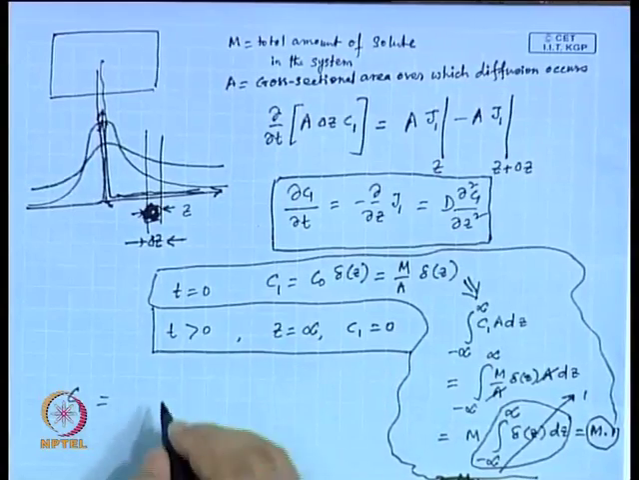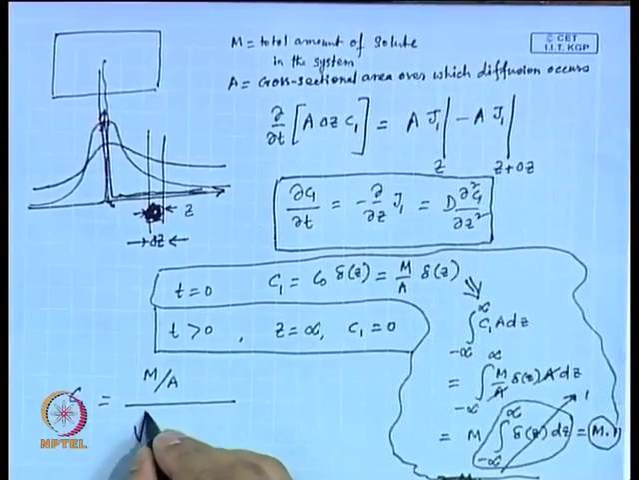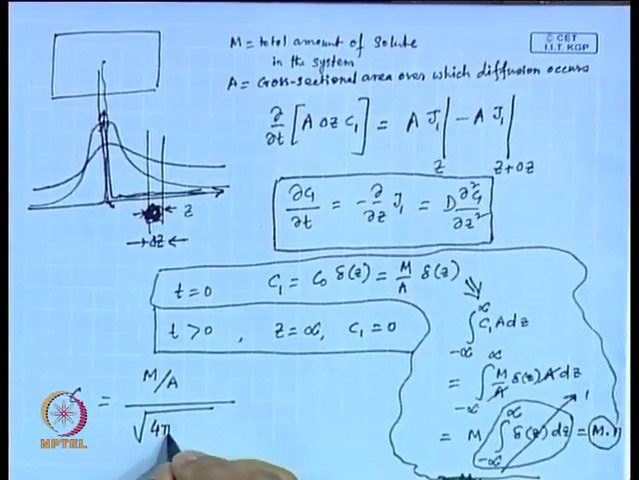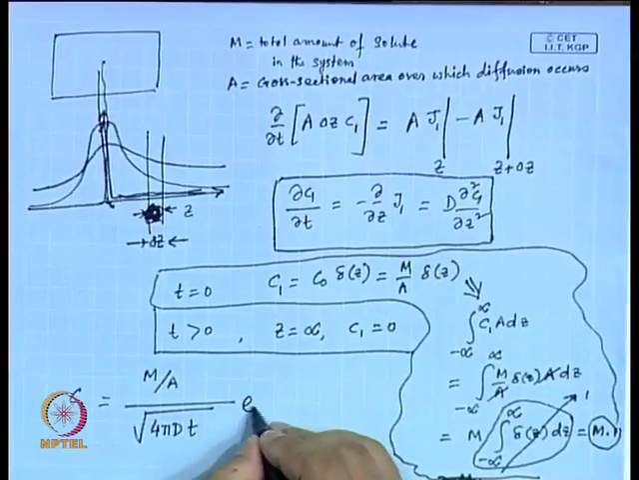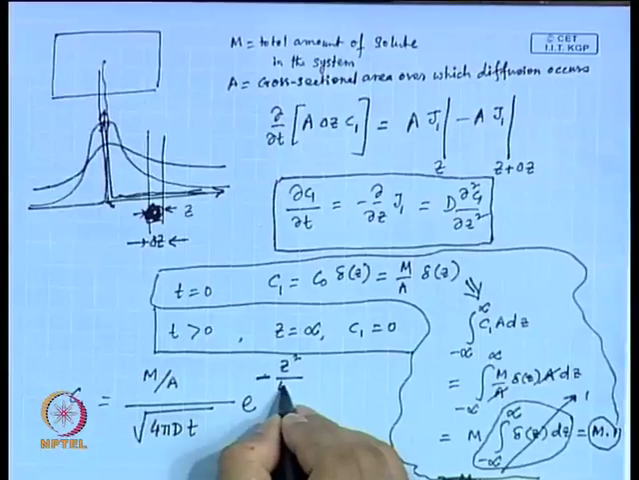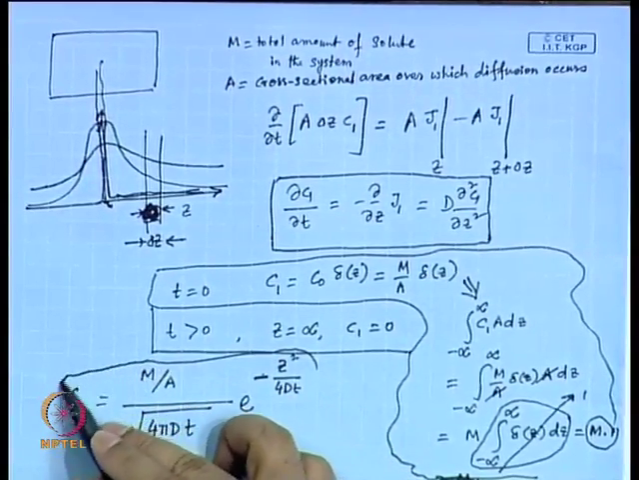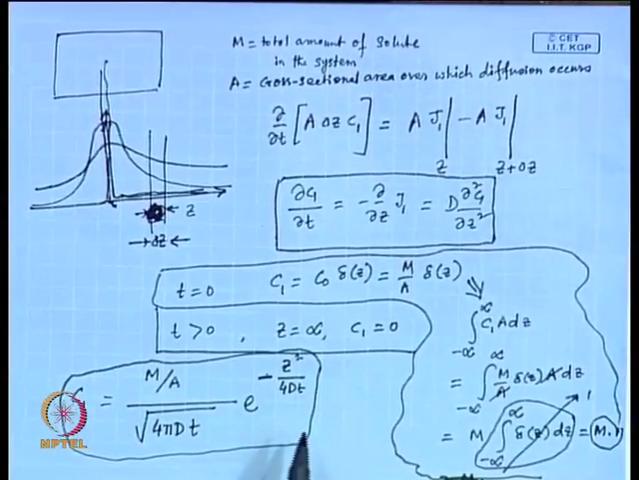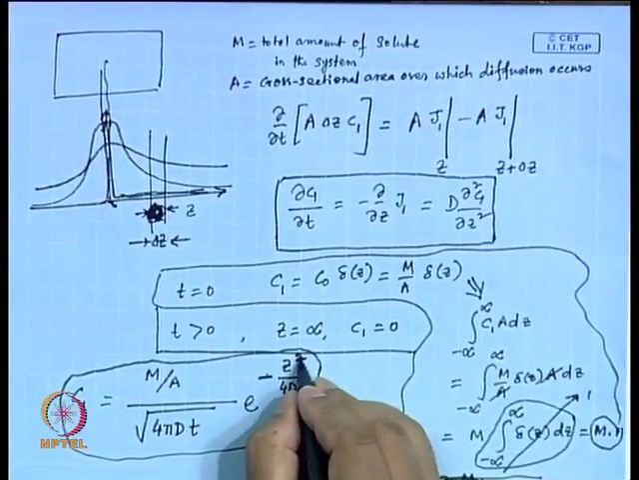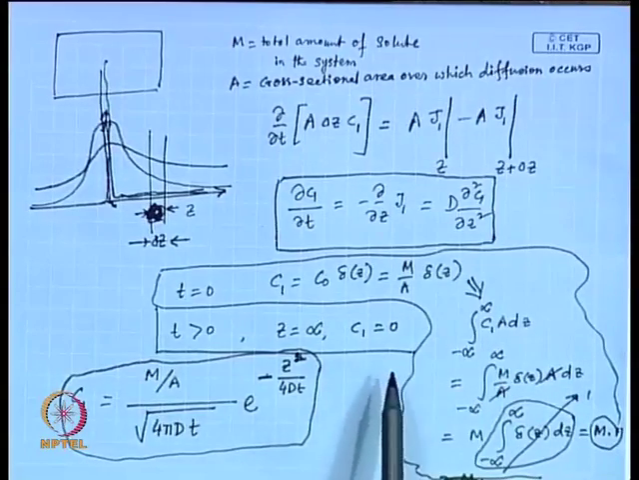I give you the final form. The final form is m by A square root of 4 pi Dt, e to the power minus z square divided by 4 Dt. This is the final form, z square, mind it, z square by 4 Dt. This is the final form that we have. So, when you go back after this class, you try to see how it can be solved.